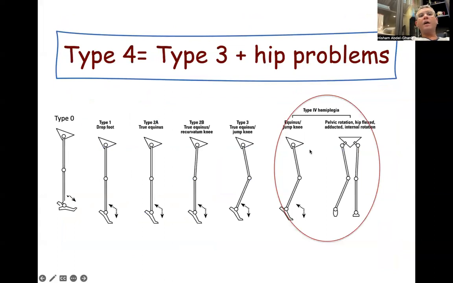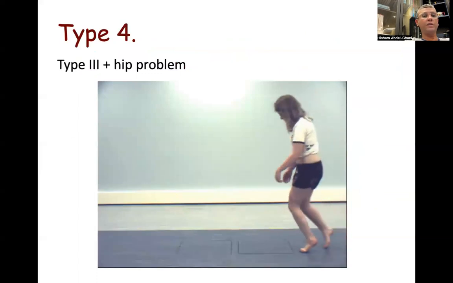The last type is type 4. It is a type 3 with abnormality of the knee. In addition, there is abnormality of the hip joint. Either this is inferred from the presence of adduction deformity, spasticity, or shortening of the adductor muscle, or flexion deformity of the hip.